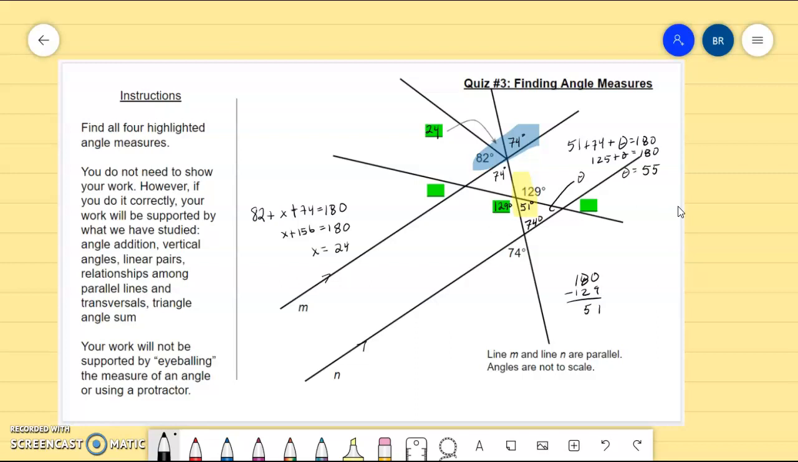So this is 55 right here. This is congruent, it's 55. And this is 55, and we're done.